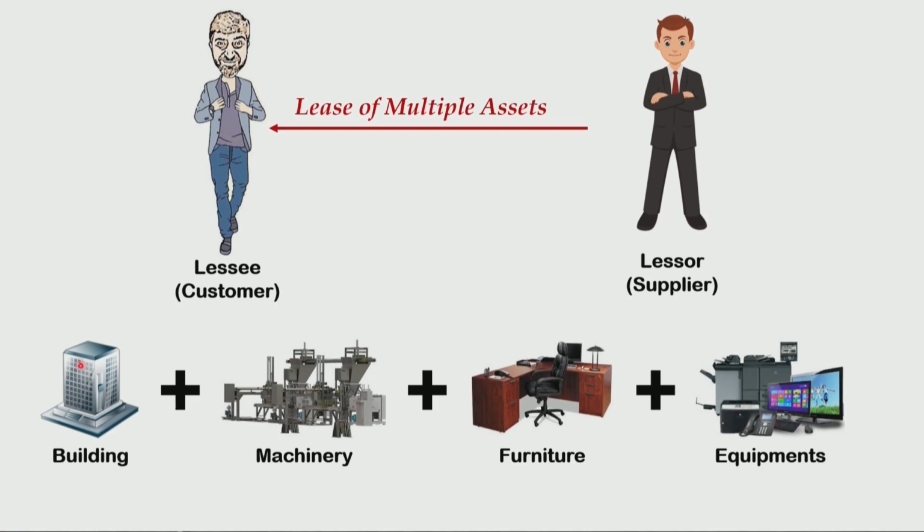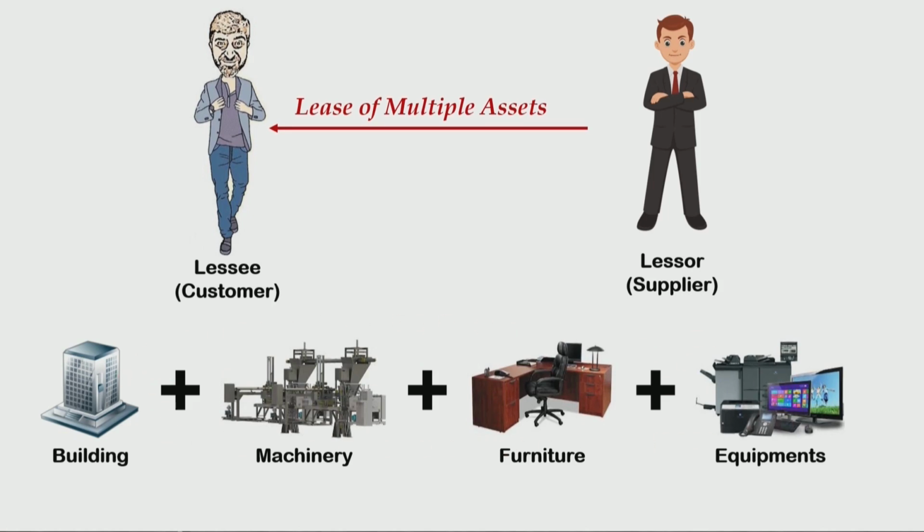On the other side, if these assets are highly interrelated or highly interdependent and they cannot be used individually, they cannot generate economic benefits for the lessee independently or individually, then the lease payments will be accounted for in consolidation of all these 4 assets. In other words, then there will be a single lease component, a single lease accounting inclusive of all assets involved in the lease.